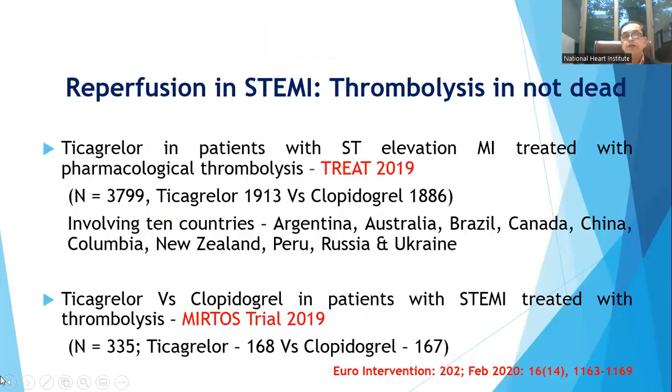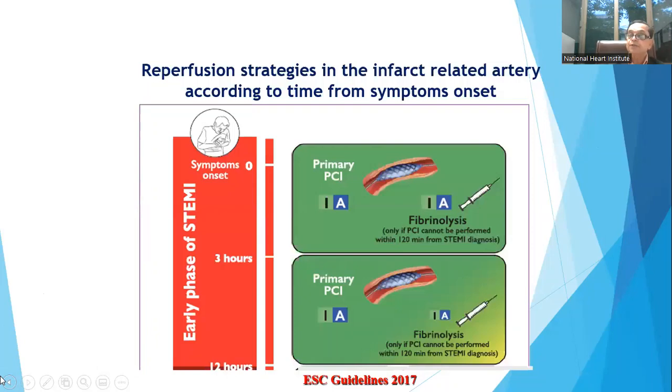Now, recently published two major trials, TREAT 2019 and MIDTAS trial 2019. This was primarily a trial involving ticagrelor in patients with ST elevation MI treated with pharmacological thrombolysis. Similarly, in the MIDTAS study, ticagrelor was compared to clopidogrel in patients with STEMI. And look at the number of patients in both the studies. It means a major part of the world is still using thrombolytic therapy as a reperfusion modality in patients with STEMI.